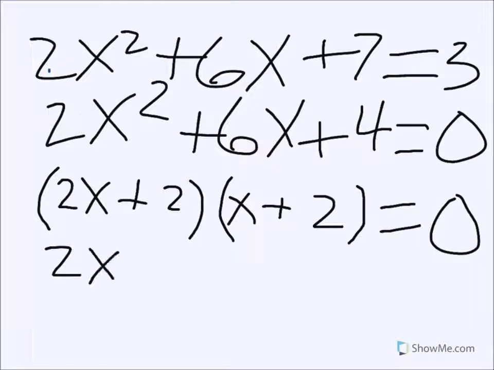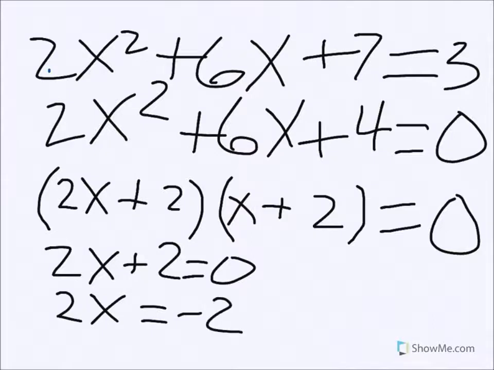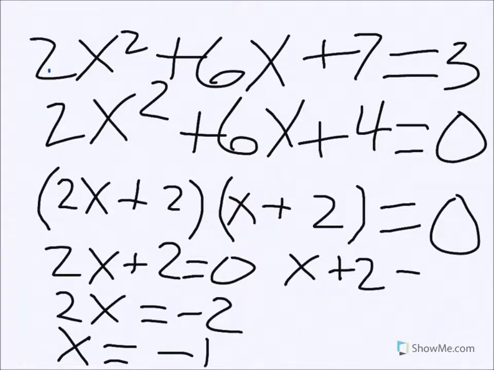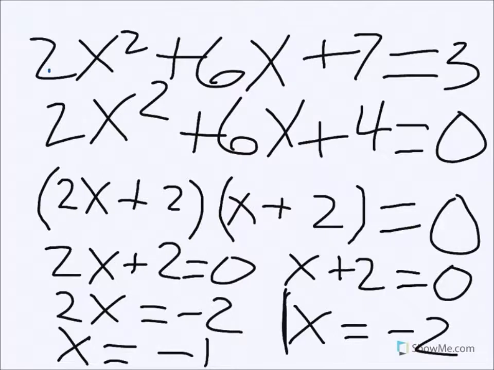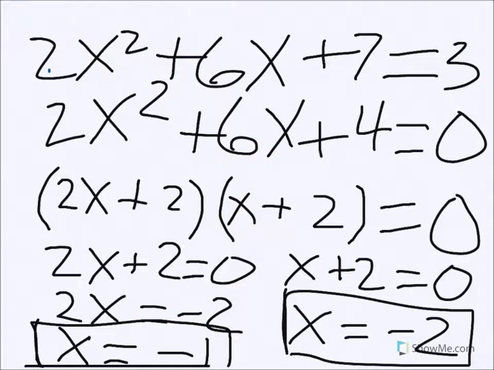So first we have 2x plus 2 equals 0. And then we subtract 2 from both sides, so 2x equals negative 2. And then we divide by 2, and we get x equals negative 1. And then we do the same thing for the other quantity. So x plus 2 equals 0. And then we subtract 2 from both sides, and we get x equals negative 2. So both of these are our final answers for x.